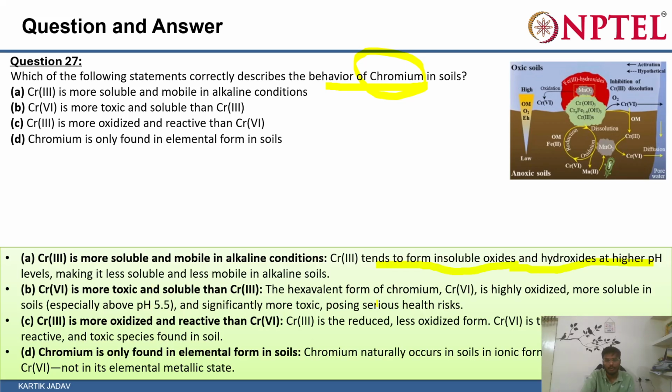While chromium 6, that is the hexavalent form of chromium, is highly oxidized, more soluble in soil, especially above pH 5.5, and significantly toxic, posing severe health risk. So option B is correct. Chromium 6 is more toxic and soluble than chromium 3.